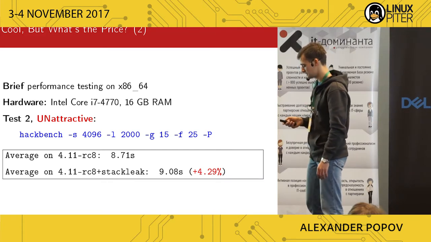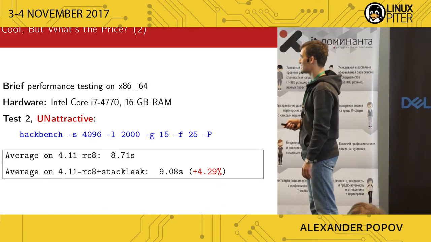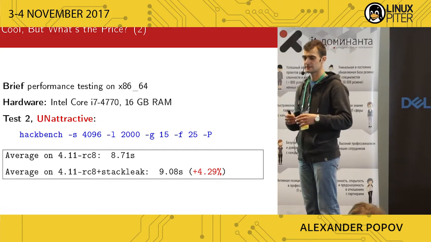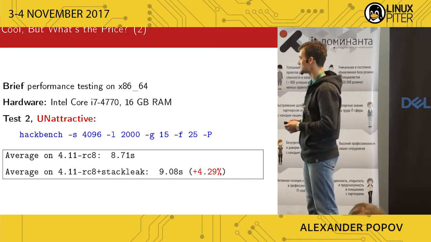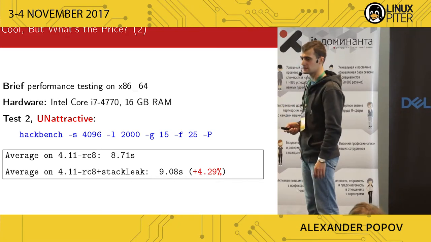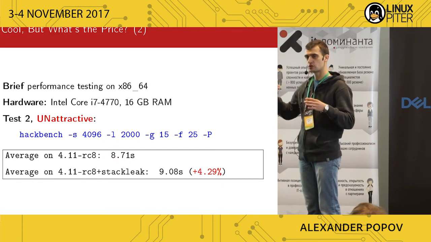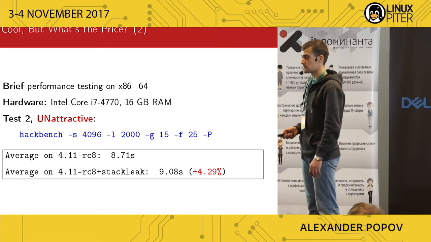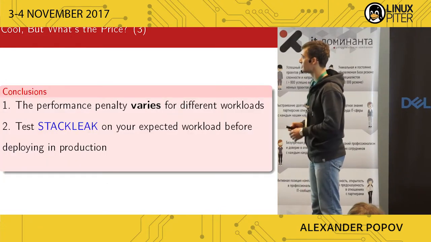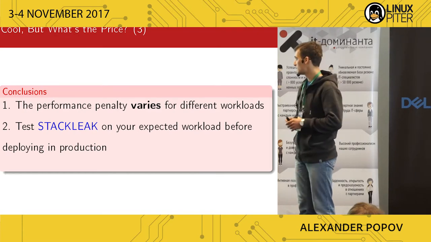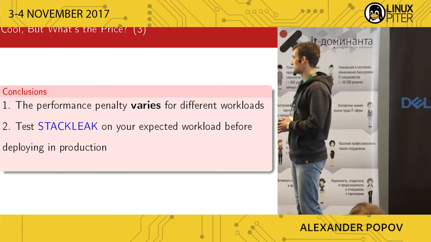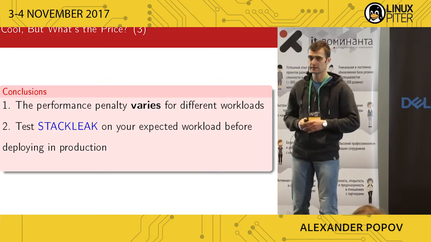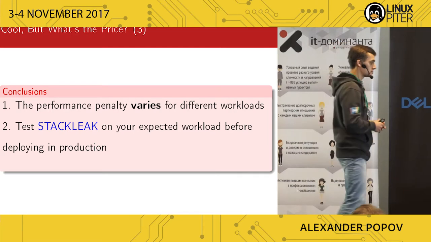But there is another test, which is really not attractive. Hackbench is a tool which creates a lot of processes, sending messages to each other very intensively. And we see more than 4% of overhead. So with a lot of short system calls and a lot of short messages, we have a really big overhead. So the main idea is the performance penalty varies depending on the workload. So before deploying in production, you are invited to test STACKLEAK and see the actual penalty which it introduces.